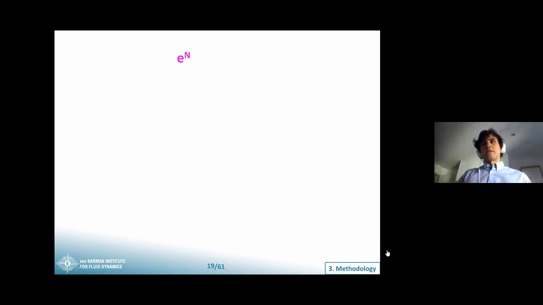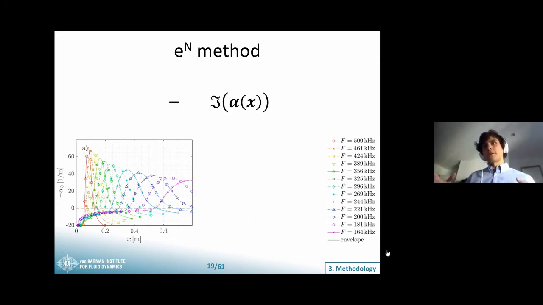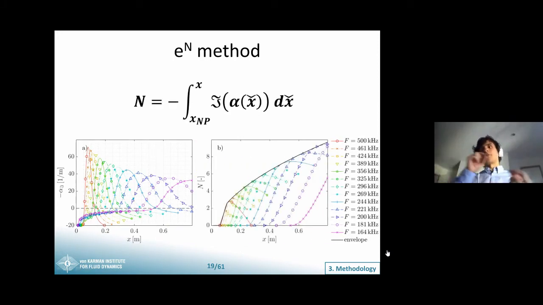So the actual methodology that we follow is we start off from the perturbation growth rate. So this is what we plotted here. It's at what rate the perturbations grow for different frequencies, so that's the different colors, as a function of the streamwise position. We then integrate these growth rates, and in that way we obtain the amplitude of each of these perturbations of each of these frequencies at each location. And by taking the envelope of all these curves, we have the amplitude that the most amplified perturbation has at all positions. And then knowing at what amplitude one would expect transition, we can estimate what the transition location is.